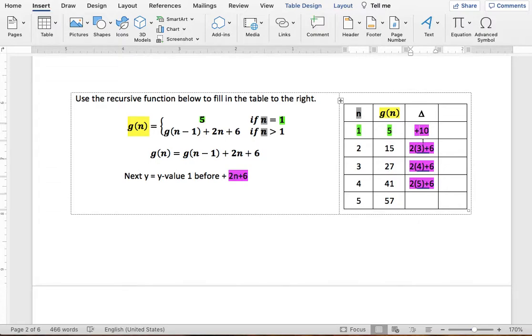Sure, plus 12, and this is from here to here, plus 12, which notice is the same as 2 times 3 plus 6. From here to here is plus 14, which is 2 times 4 plus 6. From here to here, it is plus 14. Notice that is 2 times 5 plus 6, which is plus 16, from here to here.